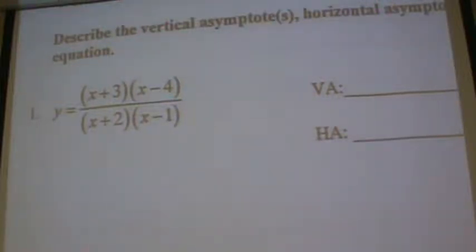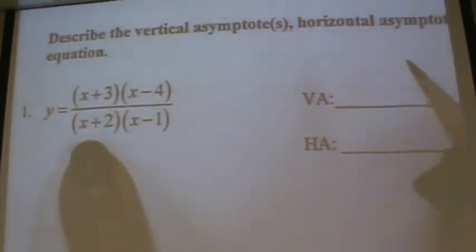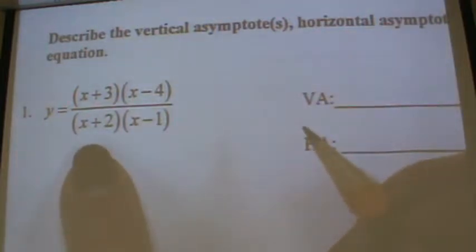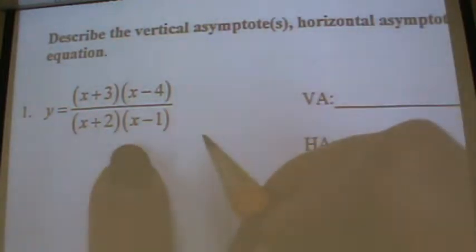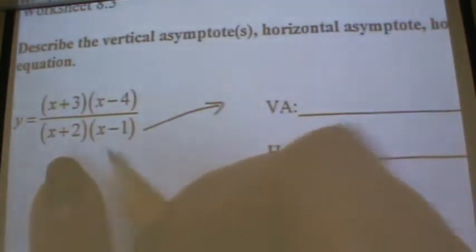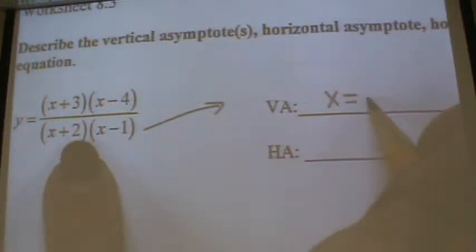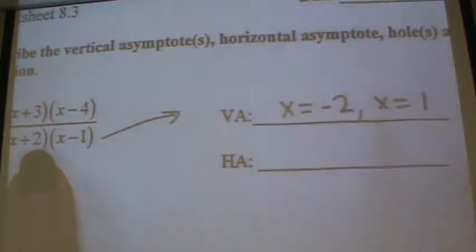Yesterday, we started talking about these rational functions. Just to review really quick, we talked about vertical asymptotes. How do you find the vertical asymptotes? What do you do? The opposite of that. You set the bottoms equal to 0 and you get x equals -2 and x equals 1.